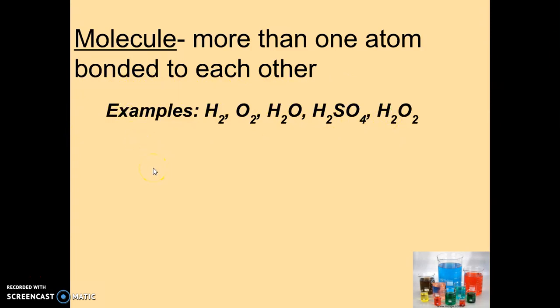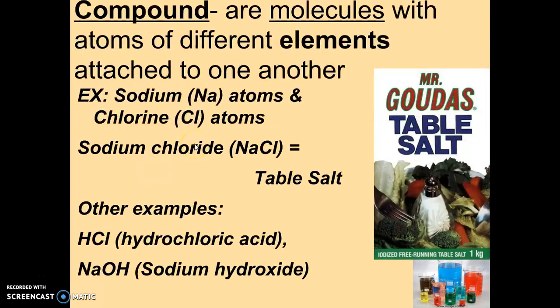Turns out that there is another type of molecule, okay, and they are compounds. And so the difference between a compound and a molecule is that compounds are molecules, but just with atoms of different elements attached to one another. So we have an example given here, our table salt, right? If you take sodium and chlorine, which are two different atoms, combine them together, you end up with sodium chloride, just table salt. Okay, so take a moment and write this definition down in your notes.